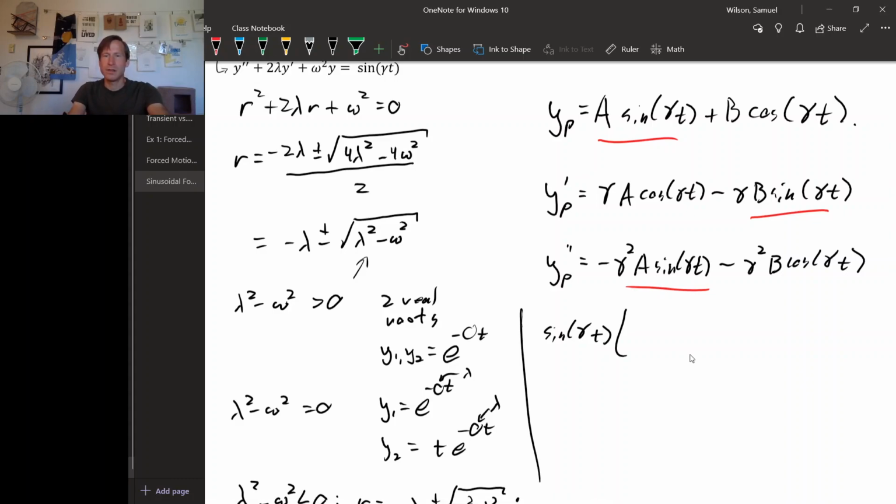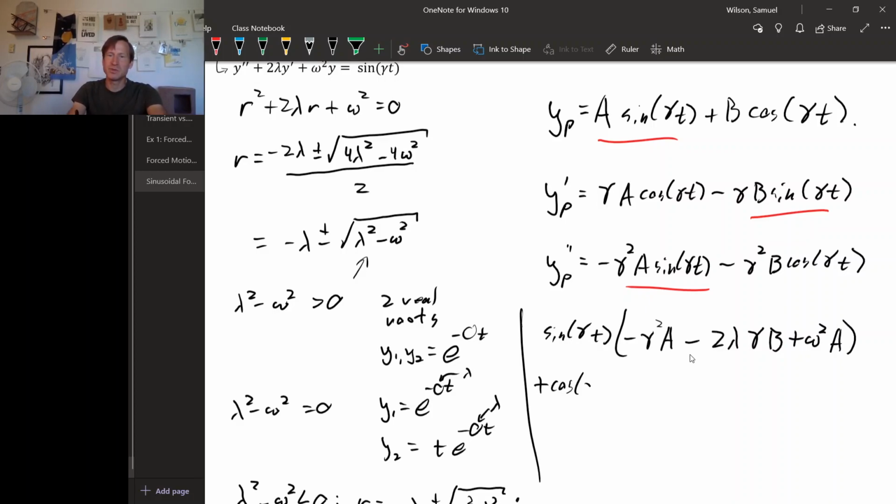So the term from y double prime is minus gamma squared a. The term from y prime is minus gamma b, but remember it's also multiplied by 2 lambda. So minus 2 lambda gamma b. And then from y sub p, there's an a, but remember we also have to multiply by omega squared over here, so plus omega squared a.